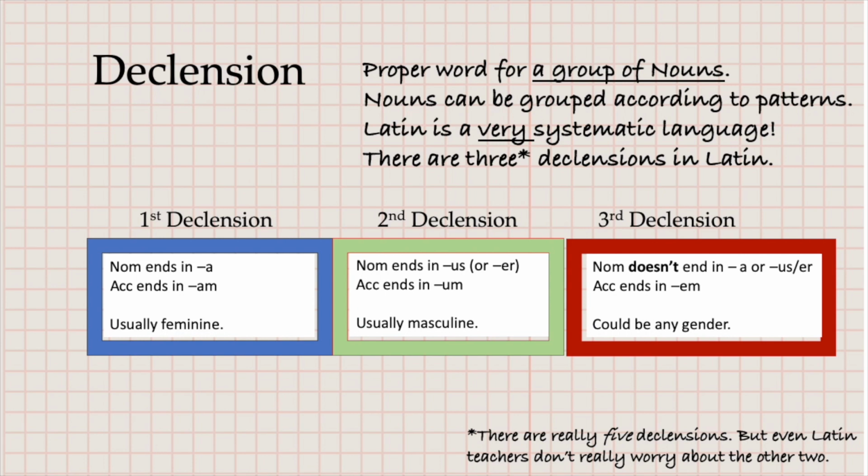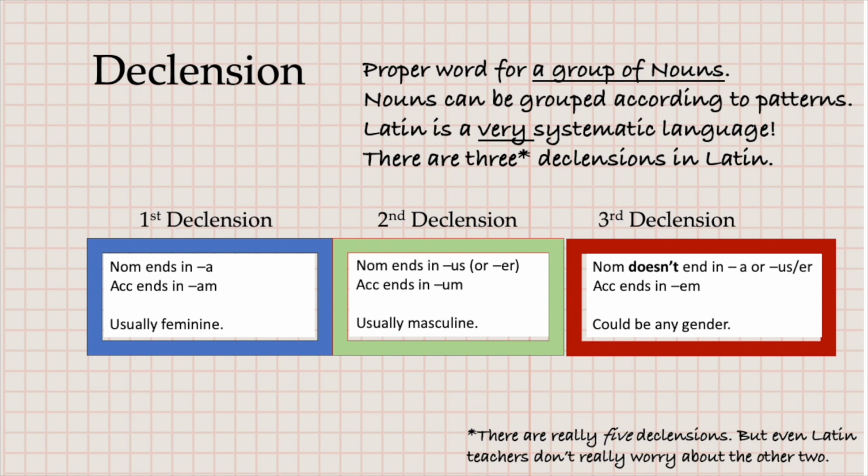The first declension are nouns that end in a, and the accusative ends in am, and these are usually feminine, like Metella. The second declension nouns usually end in us, or occasionally er, and their accusative ends in um, and these are usually masculine, like Caecilius, or puer, meaning boy. The third declension doesn't have a standard a or us ending, but their accusatives all end in em. They could be any gender, like Grumio or canis.